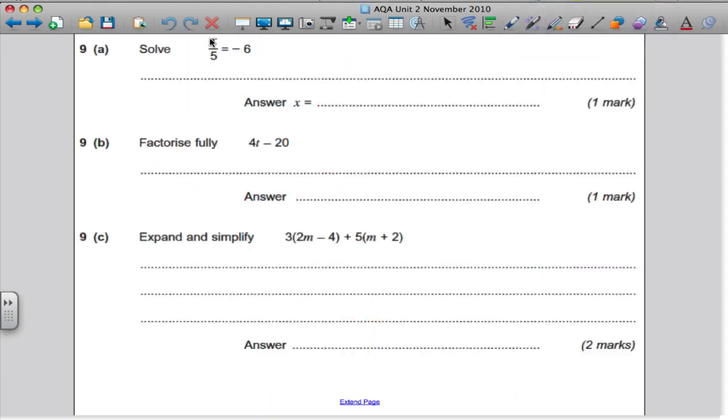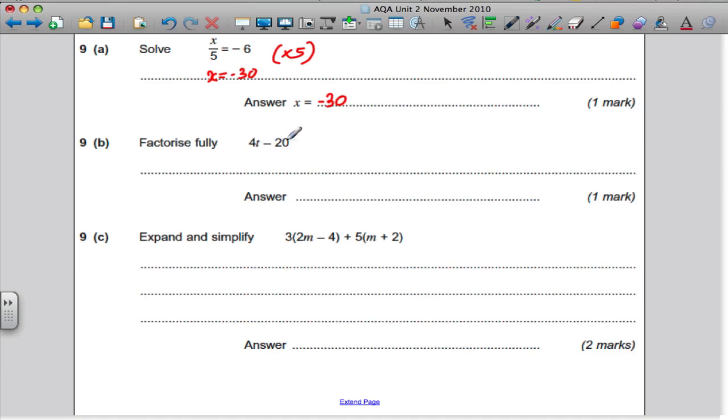Question 9. X divided by 5 is equal to -6. So to solve, multiply both sides by 5 and you would get x is equal to -30. Nice straightforward marks that x is -30. Double check it works. -30 divided by 5 is -6.